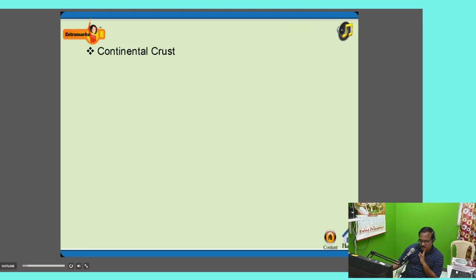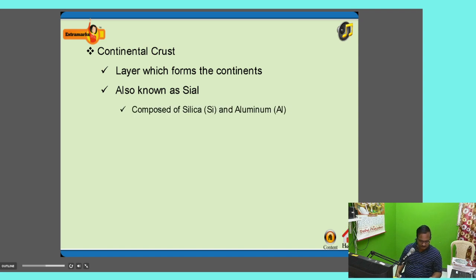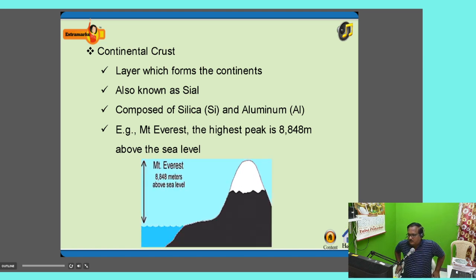Continental crust, the layer which forms the continents, also known as Sial, is composed of silica, Si, and aluminium, Al. Example, Mount Everest. The highest peak is 8,848 meters above the sea level.